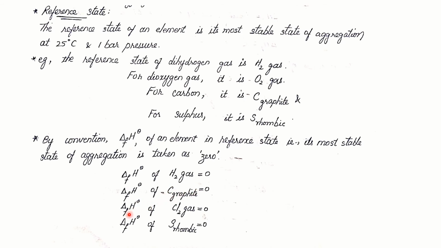The standard enthalpy of formation of chlorine gas is also 0 since chlorine exists as a Cl2 molecule by nature. Similarly, the enthalpy of formation of rhombic sulfur is 0 because this is the most stable state of aggregation of the sulfur allotrope, which is rhombic sulfur. You would be applying this rule when dealing with related problems in this chapter. So this rule, that is the standard enthalpy of formation of an element in its reference state, would be 0.